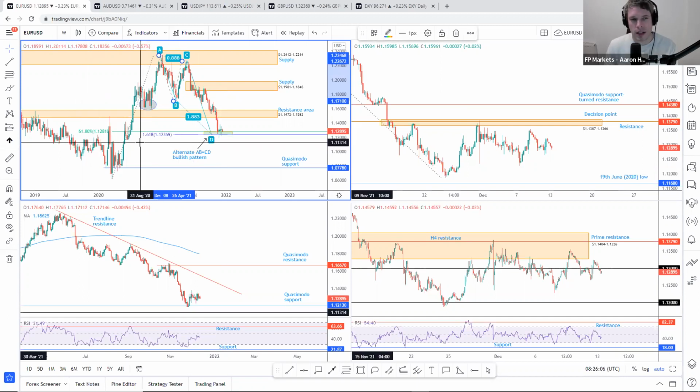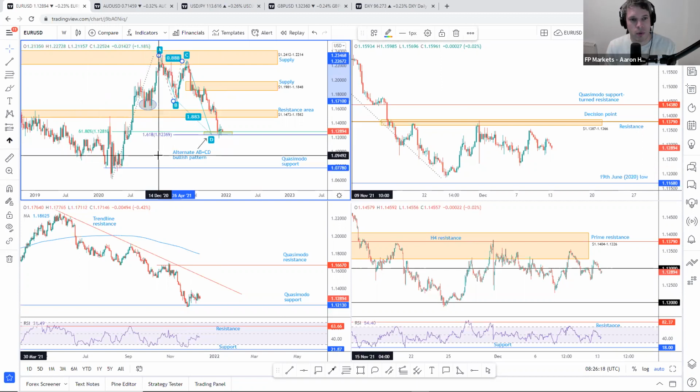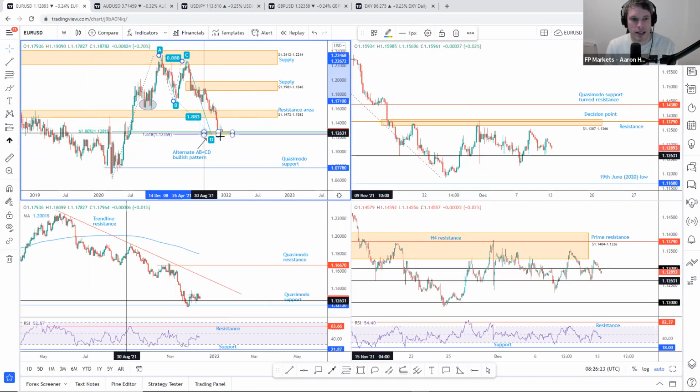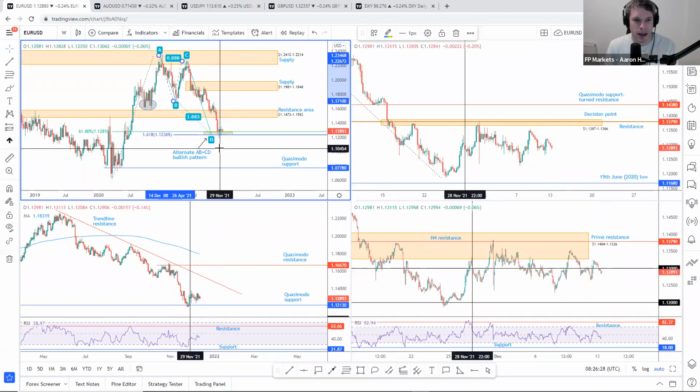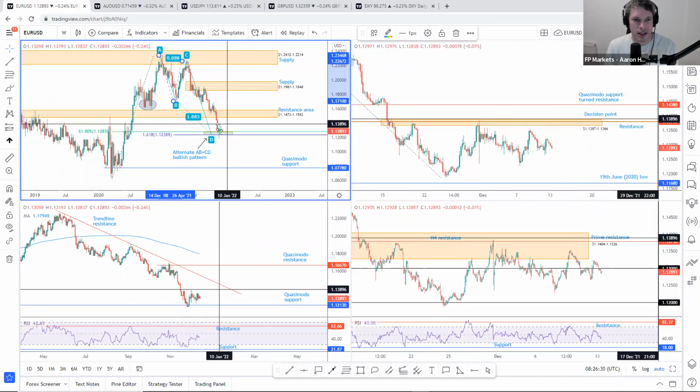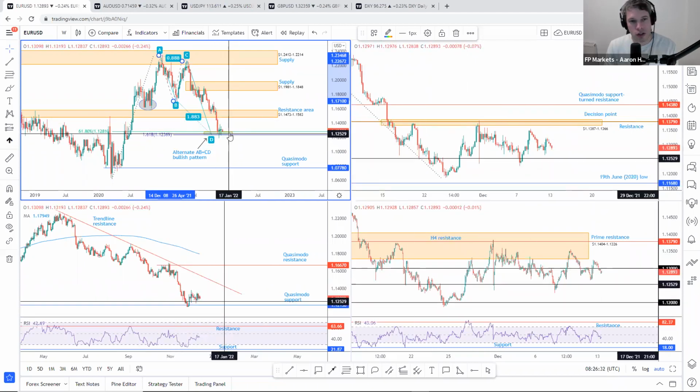Now, do note this 1.618% Fibonacci expansion, according to many harmonic traders, is looked upon as an alternate AB equals CD pattern. So it's an extension to the AB equals CD formation. As you can see, price is showing some interest. Not really anything to get excited about at the moment. It's largely indecisive action.